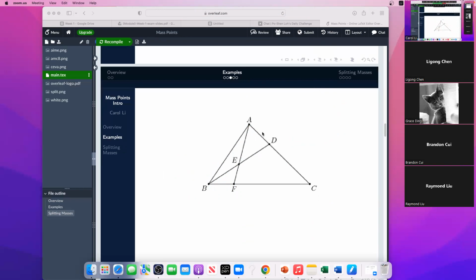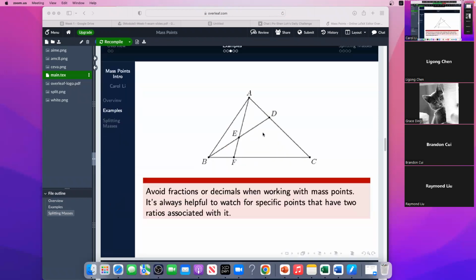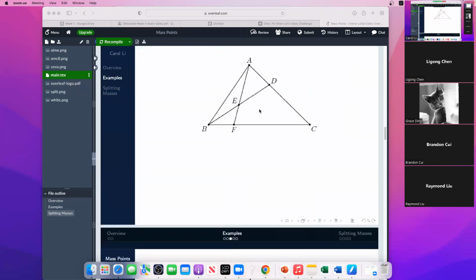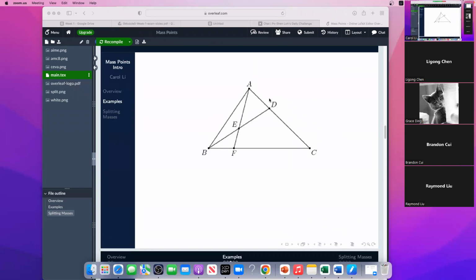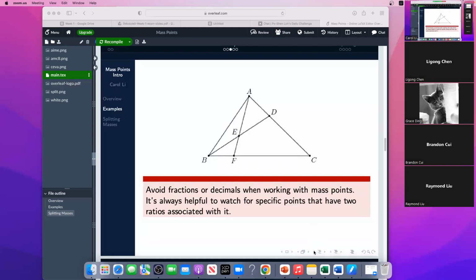So let's continue. Okay, so basically what you should do here is avoid fractions or decimals when working with mass points because it's always helpful to watch for specific points that have two ratios involved with it. And in this case, did you see how I first did the D? Because the D was corresponding to both side lengths. That's what I was talking about.